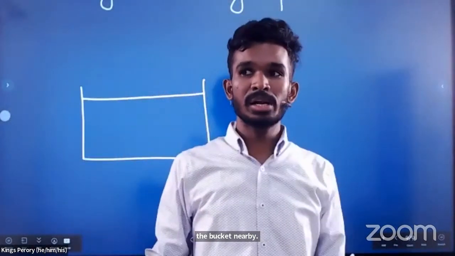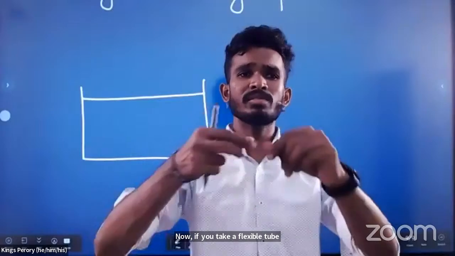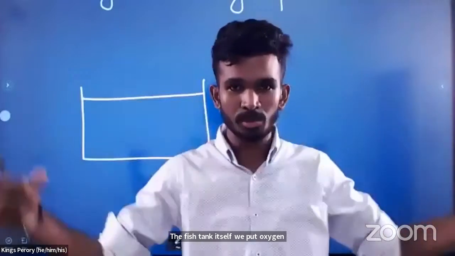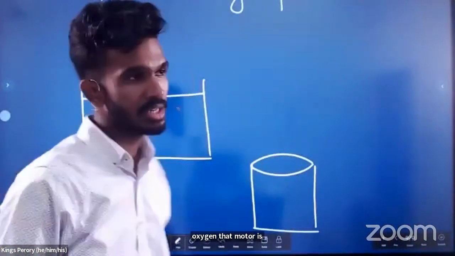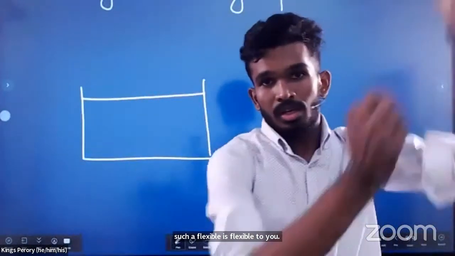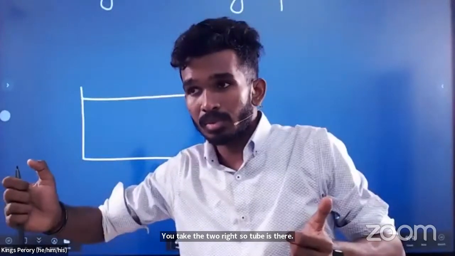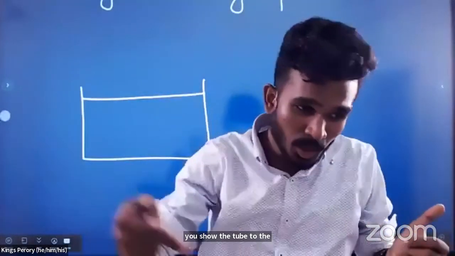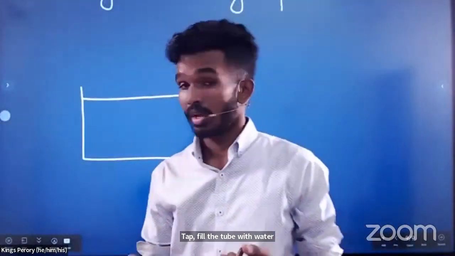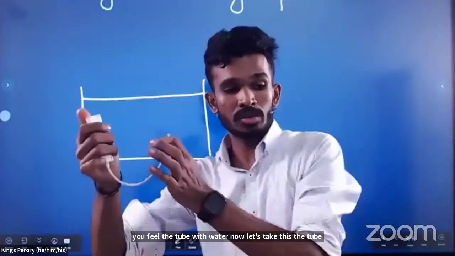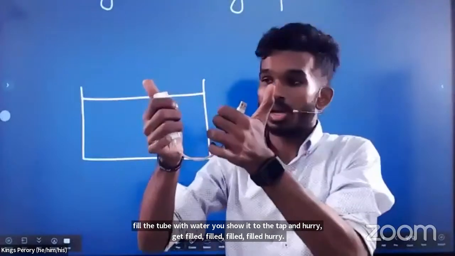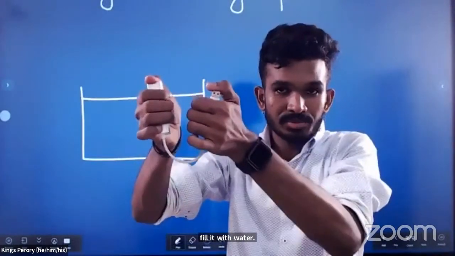Now you take a flexible tube. Flexible tube means, to the fish tank itself, we put oxygen. That motor is fixed with a tube, something like that. Such a flexible tube. You take the tube. Now the tube is there. You show the tube to the tap and fill the tube with water. Fill it with water. Now you close it from both the ends like this.